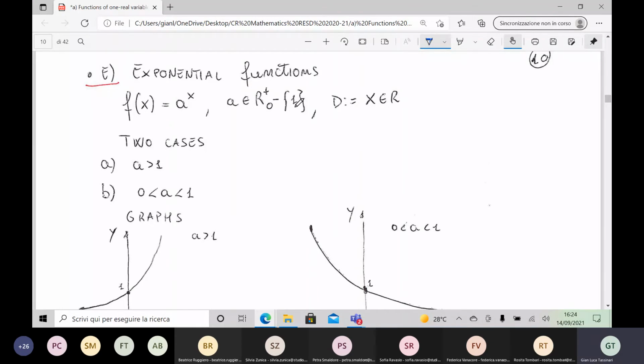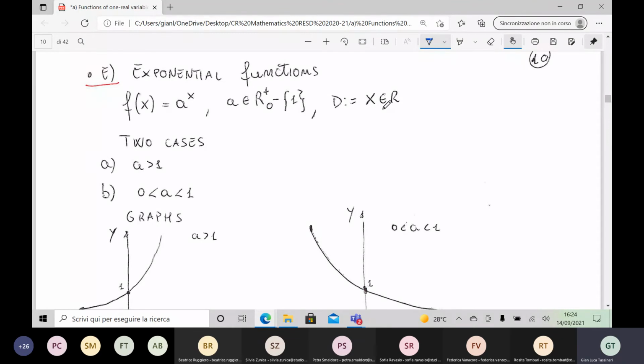So, the domain of an exponential function is given by all x belonging to R. The exponential function itself never imposes restriction on the domain. x is defined everywhere, so the domain is x belongs to R. We need to distinguish two cases.